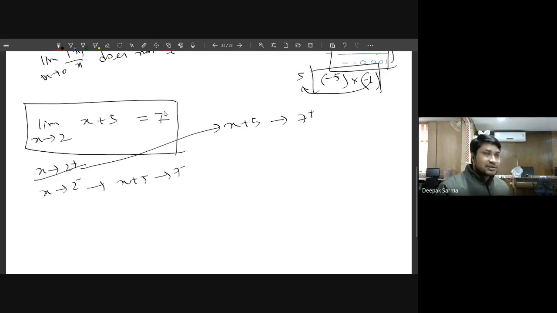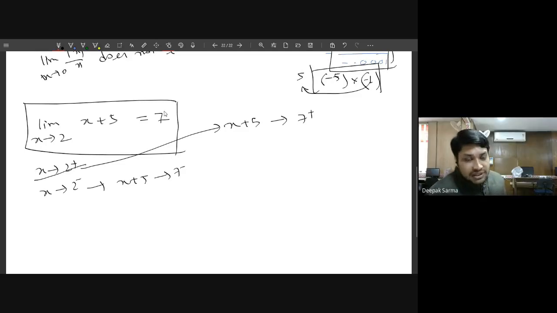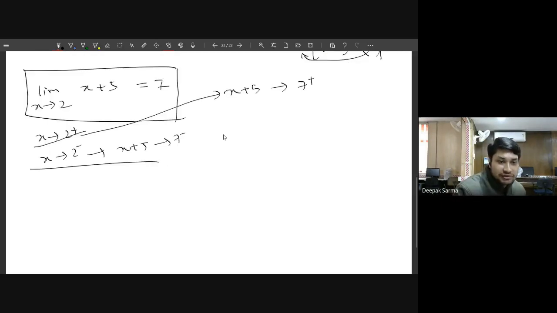Whether you consider right hand limit or left hand limit, in short, the meaning, as I said, does not mean that 2 plus 5 is 7. The meaning says whenever x is very close to 2, x plus 5 is very close to 7. That is the meaning. Let us consider again.